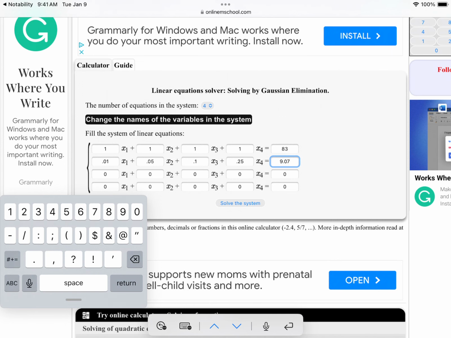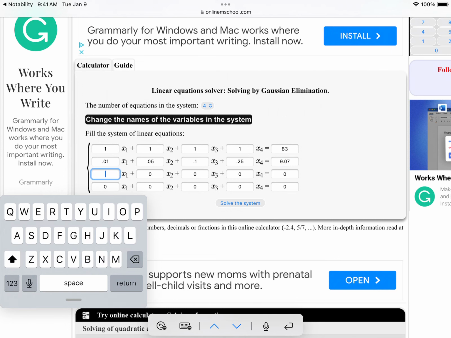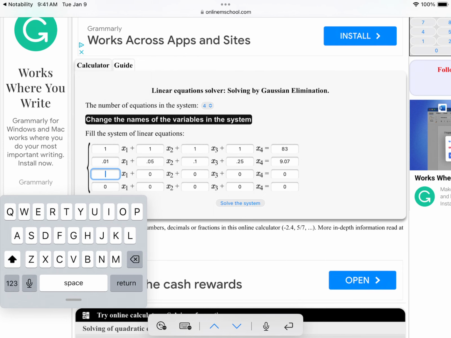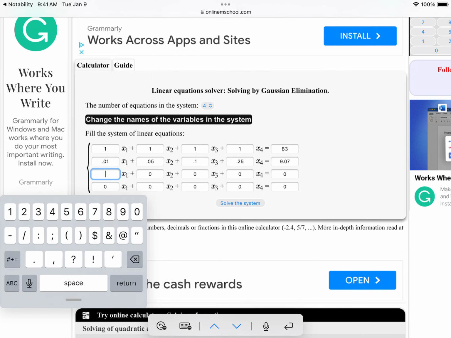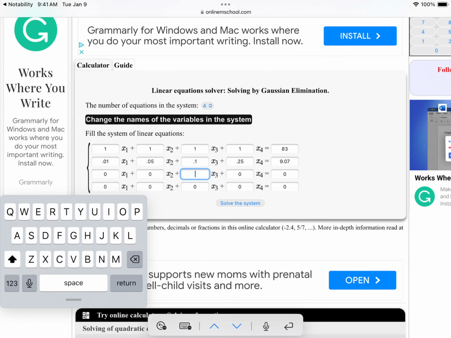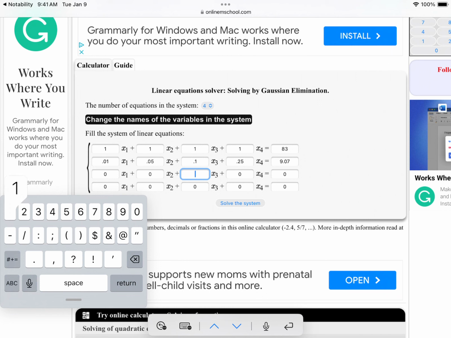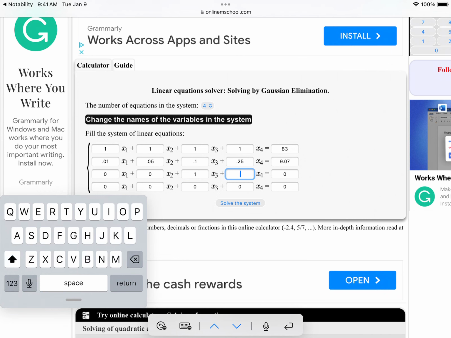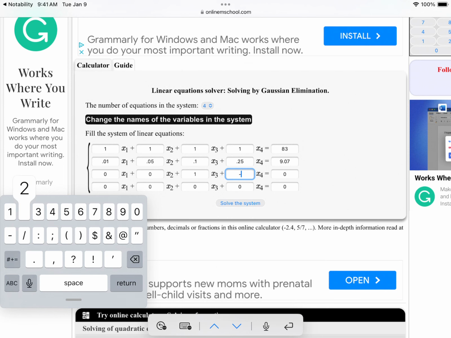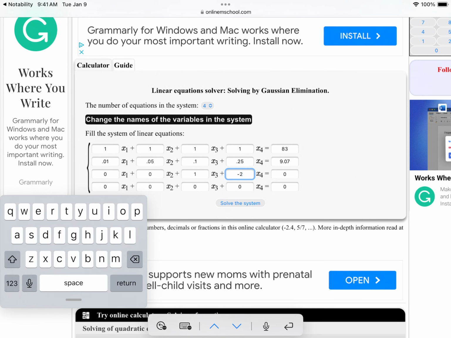9.07. Apparently if you type a 0, it'll let you type another number. This is a 0. Actually, I should have left it there. That's a 0. This is supposed to be a 1. This is supposed to be a -2. Let's hope it lets me do that. -2. Ooh, beauty.